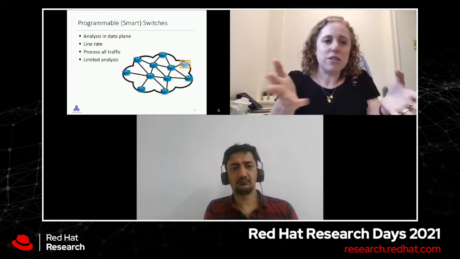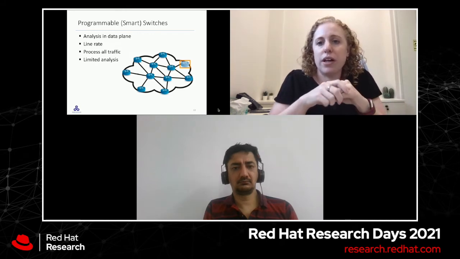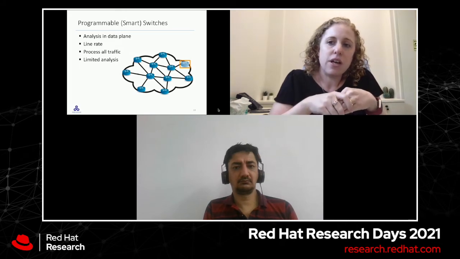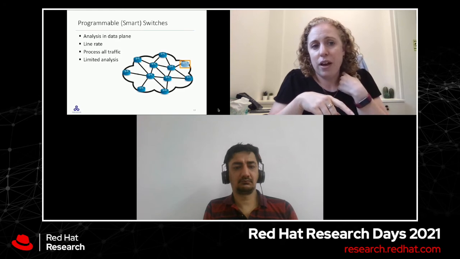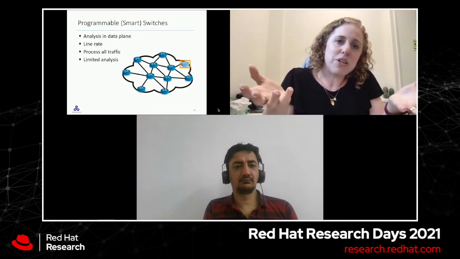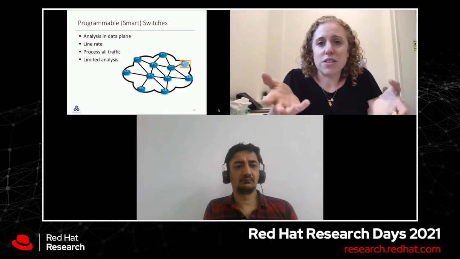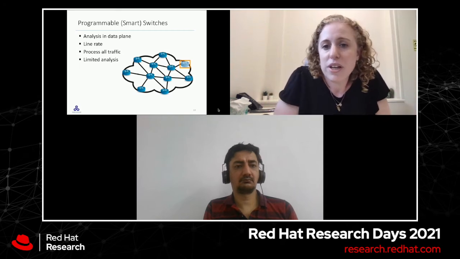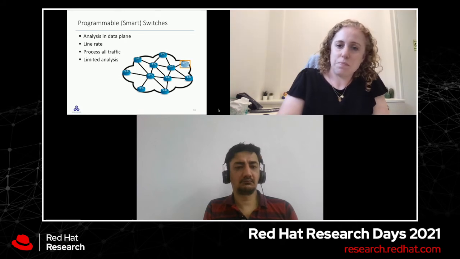With these programmable devices, or programmable switches in our case, we can actually perform analysis that we define right in the data plane. So it will run at line rate and it can therefore process all the traffic. But because we need to run at line rate, the analysis that this can perform will be limited. But as I will show you today, we can still do some pretty cool things within these limitations.